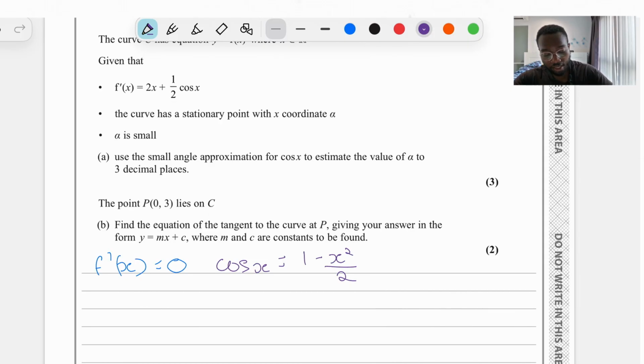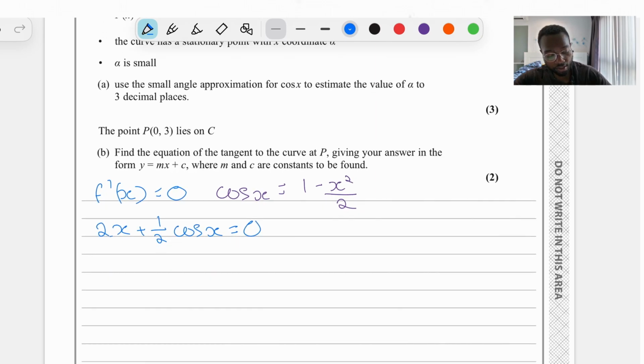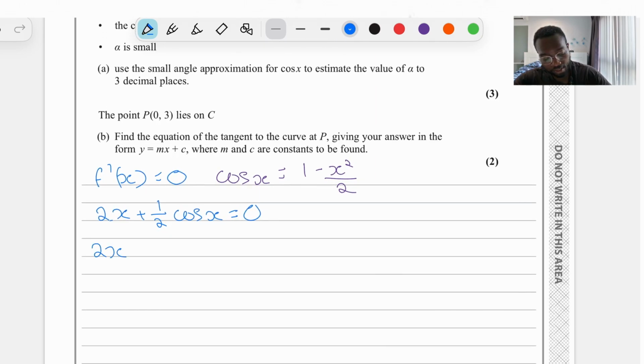So we would get 2x plus a half cos x, okay, that would be equal to 0. And now we can use a small angle approximation and substitute that in for our cos x. So if we do that, we get 2x plus a half, and then we get a times by 1 minus x squared over 2, and that would be equal to 0.